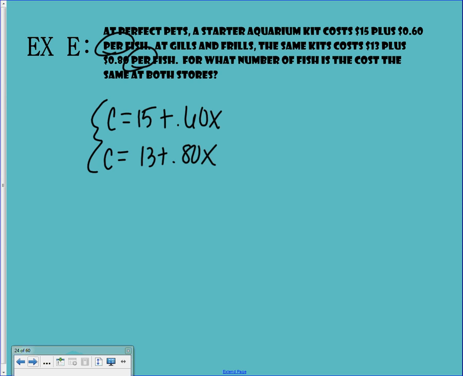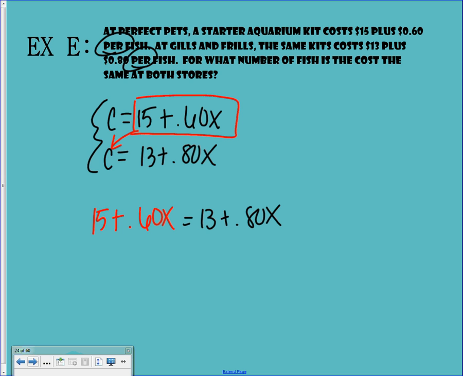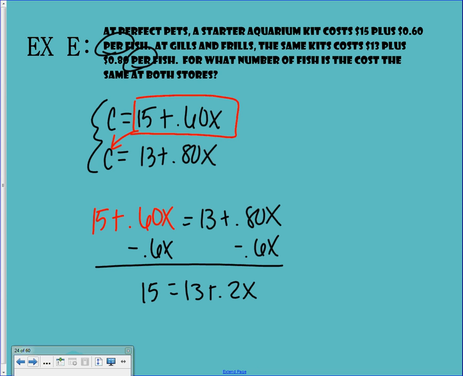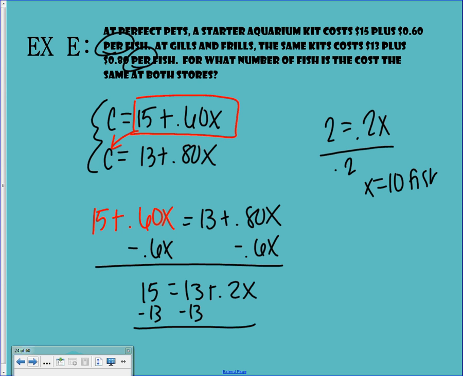So now I've got my system of equations, so I know that c here can go into my c down here. So you're always plugging it into where that variable is. So I've got 15 plus 0.60x equals 13 plus 0.80x. So to solve for x, I would want to get them together. So I would subtract 0.6x from each side. So I would have 15 equals 13 plus 0.2x. And I get rid of my 13. So I would have 2 equals 0.2x. Divide by 0.2, so x would equal 10. So it would be 10 fish.